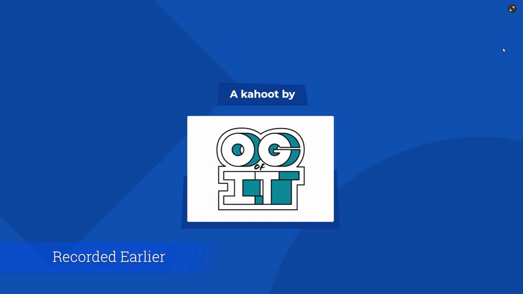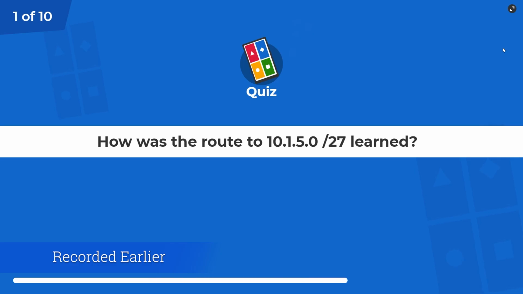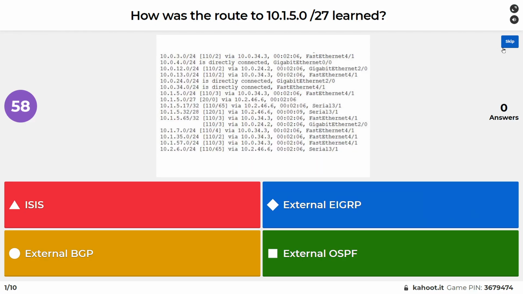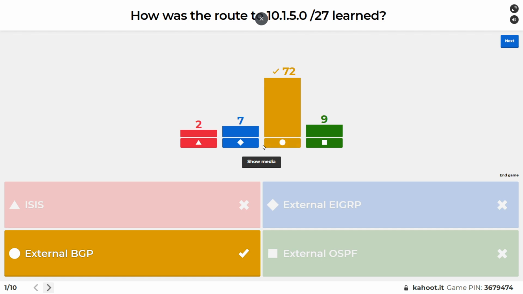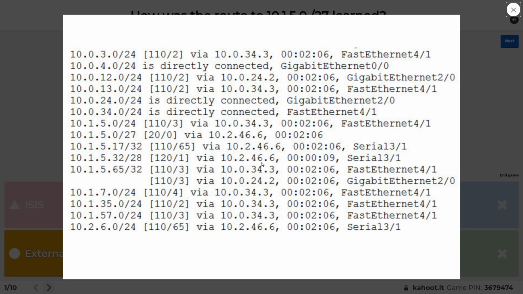Here is our first question. How was the route to 10.1.5.0 with a 27-bit mask learned? All right, how was that route to 10.1.50/27 learned? That's a great question. Let's take a look. 10.1.50/27, that's this bad boy right here. Okay, great. So we've got the route.